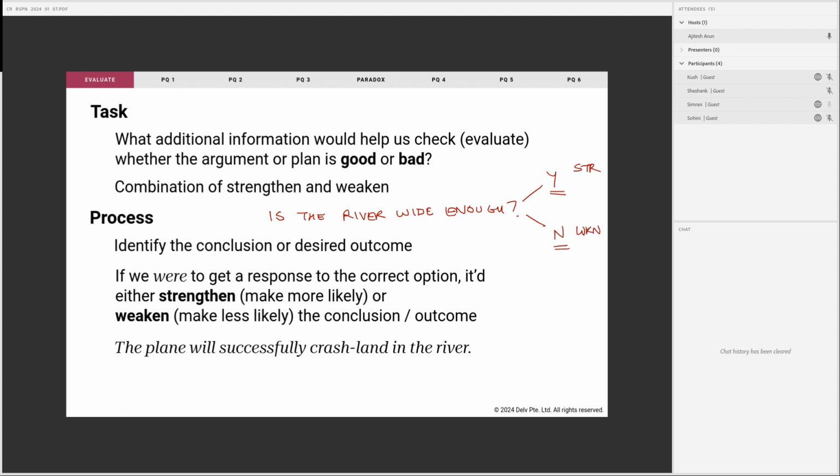Quick check, is everyone comfortable with the task that we have in evaluate questions? This yes-no business, that one of them will strengthen or weaken and the other one will do the opposite. Hi, Ajitesh, can you hear me? Yeah, Shashank, please go ahead. So, my question here is that the correct option should have a polarizing effect, right? The right answer would be the one that has two effects at the same time. So when you say yes, it strengthens. When you say no, it weakens. At least in this example.